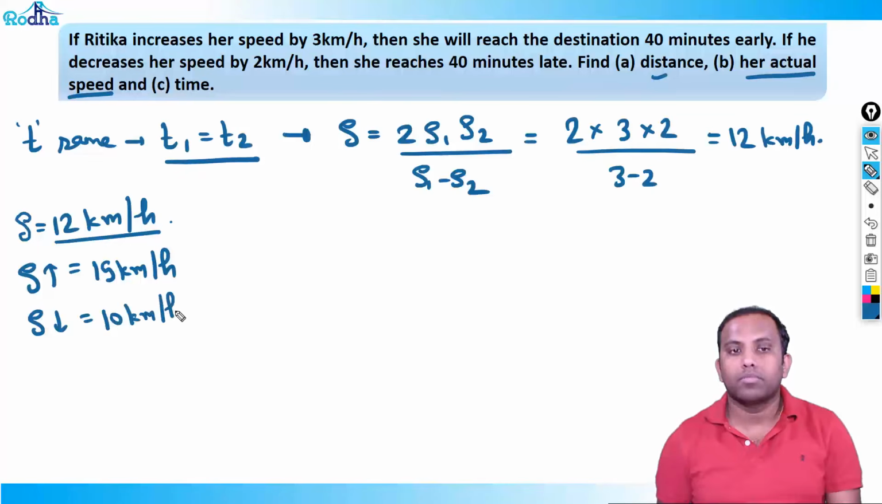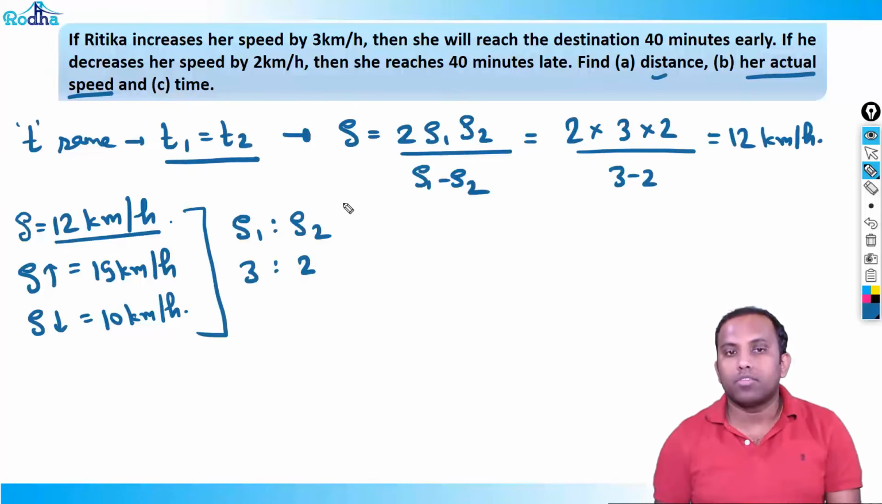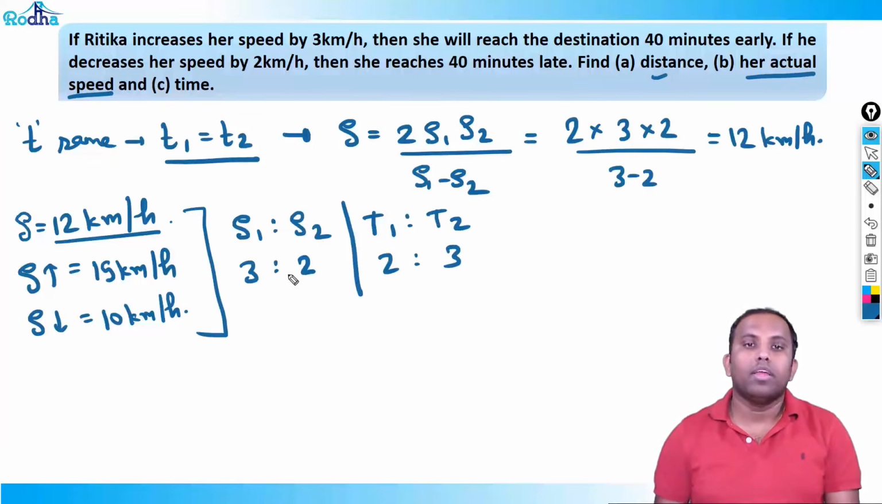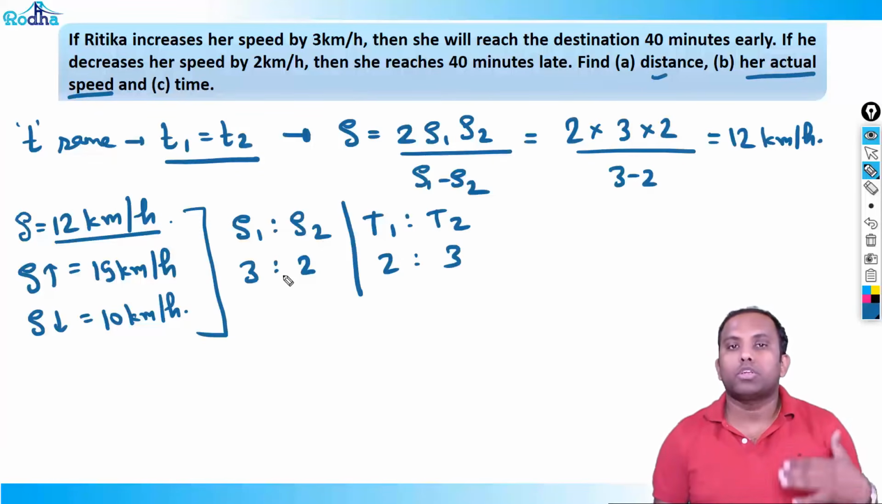In both the cases, the ratio of speeds, S1 is to S2, is 3 is to 2. Since distance is constant, the ratio of time will be the inverse of the speed, that is 2 is to 3. That means if initially she took 2 minutes, then the time she takes now is 3 minutes.